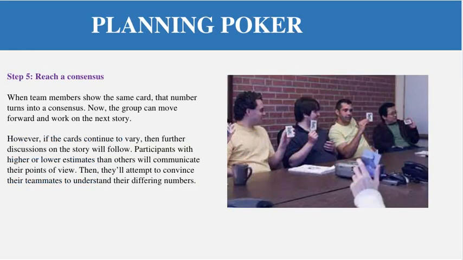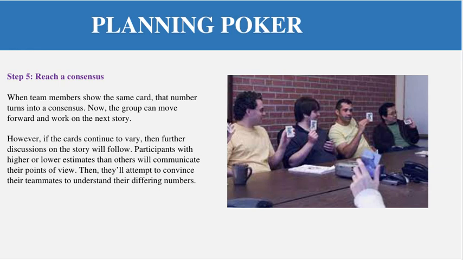Then in the last step, everyone reaches a consensus. Once team members show their cards, they will reach some consensus. For example, if one is showing 5, one is showing 4, one is showing 3, they will discuss with each other and reach some consensus. If most people showed 5 or 4, they will discuss and reach consensus that the story point for this story is 4, for example. Then they move to the next story.